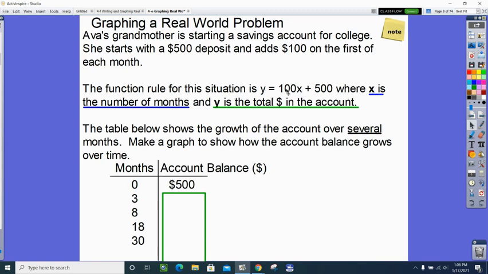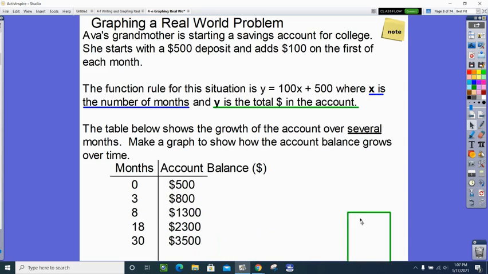So then I put the 3 in. 100 times 3 is 300 plus 500 is 800. And remember that now, as the numbers get bigger, the calculator is very useful. 100 times 8 is 800 plus 500 is 1,300. 18 times 100 would be 1,800 plus 500 would be 2,300. Her account's growing nicely. And 100 times 30 would be 3,000, and the 500 would be 3,500.